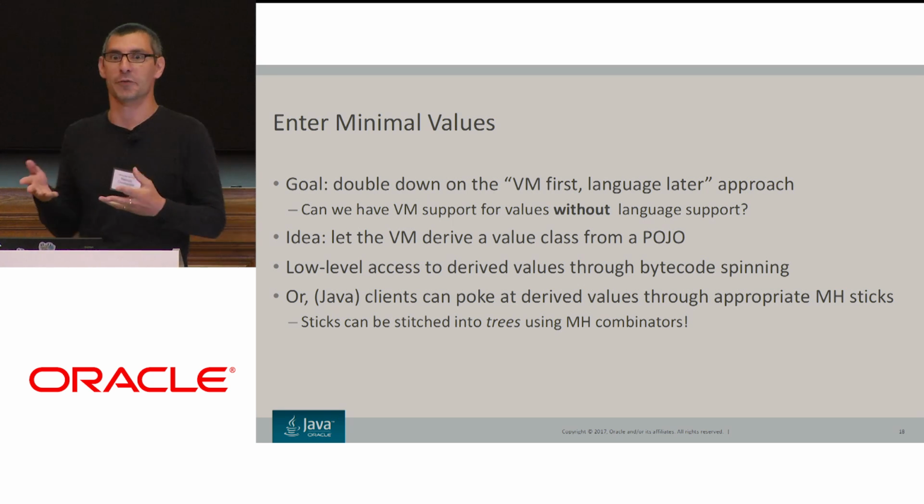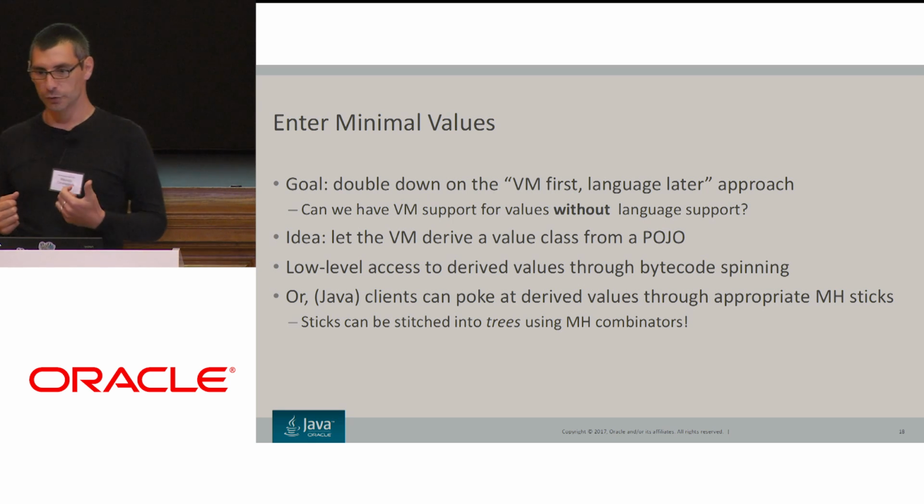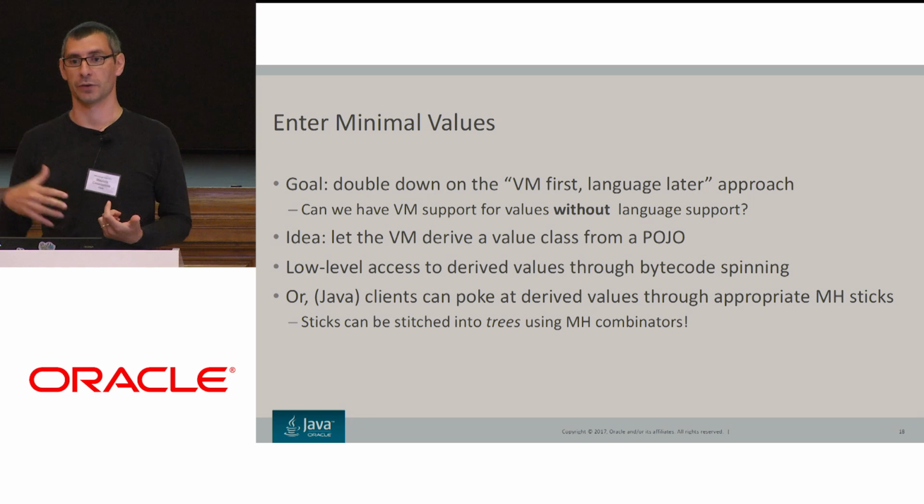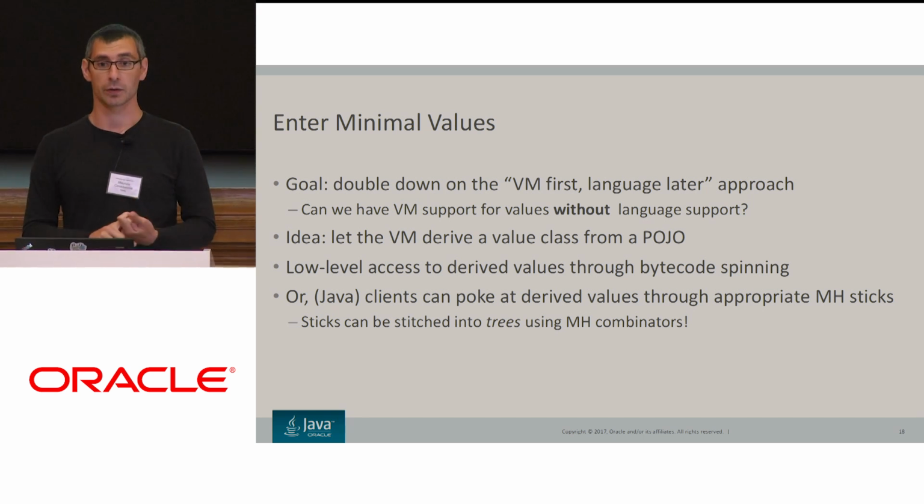Okay, but then you have to operate on these values. And how do you do that if you don't have language support? Well, two ways, both indirect. One is to spin bytecode, because the VM will provide you extra bytecode to operate on values. And the second is to use method handles. And that's really all there is to it.